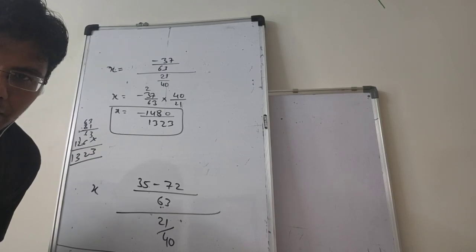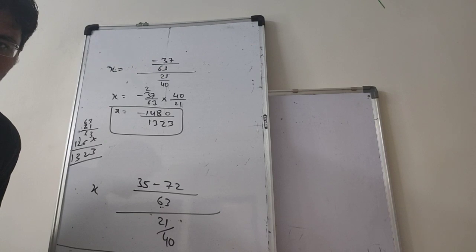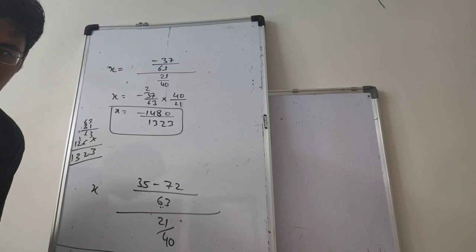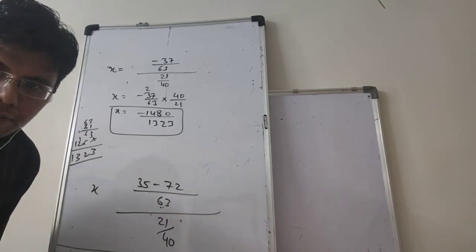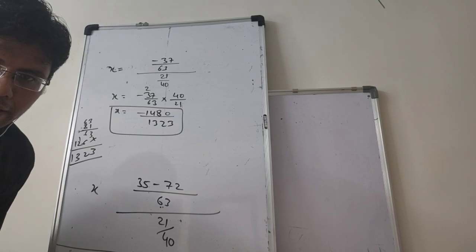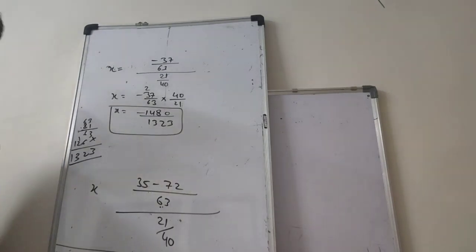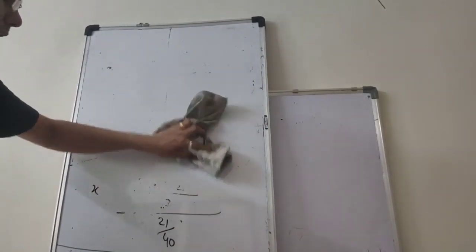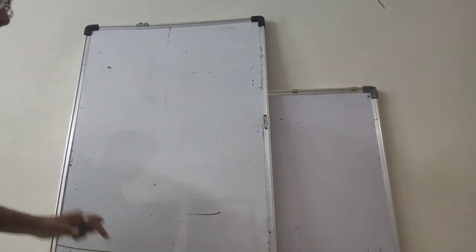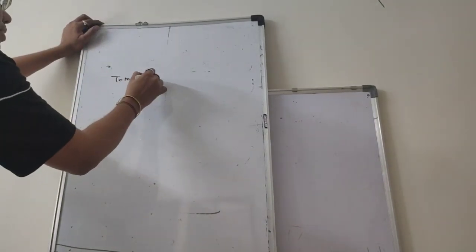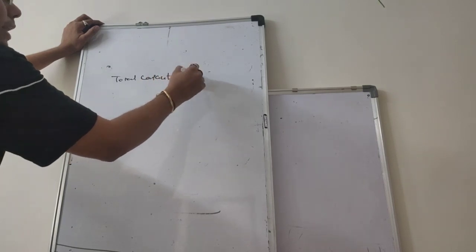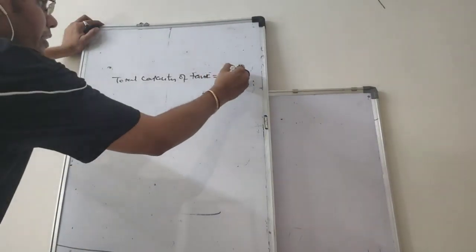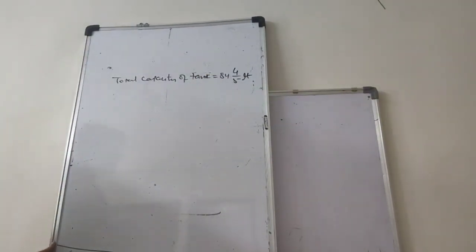A container has a capacity of 84 4 by 5 liters. If this container is filled with 11 2 by 3 liters of oil, then find how much more oil the container can hold. Okay, the actual capacity of the container is 84 4 by 5. Total capacity of the tank is 84 4 by 5 liters. The number given to you is in mixed form.